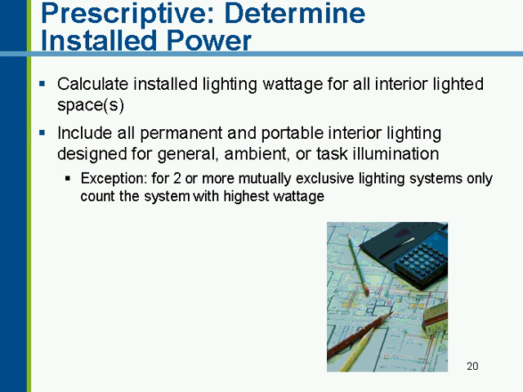So the first step in completing the prescriptive option is to determine your installed lighting power. And this is essentially calculating the installed wattage for all of your spaces. This must include all of your permanent and portable interior lighting if it's part of the actual design. The design would include general, ambient, cast illumination. So anything that's part of your design has to be included. There's one exception to this if you have, as it says, two or more mutually exclusive systems. In other words, if you can only operate one or the other, they're actually tied to be exclusive, then you only need to count the wattage of the highest one because only one can be on at any one time.